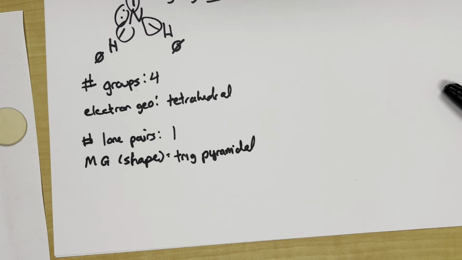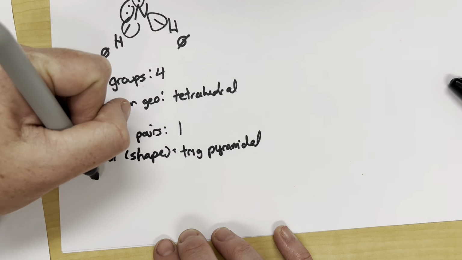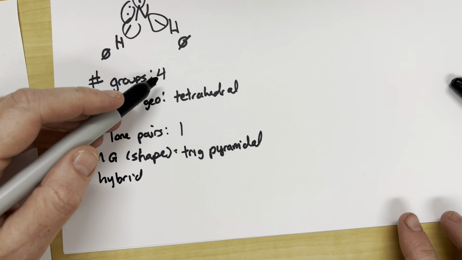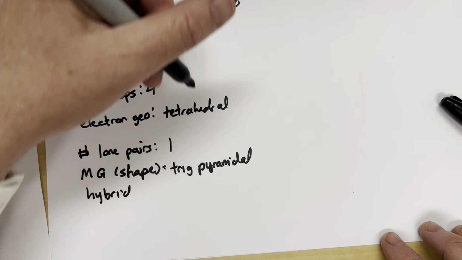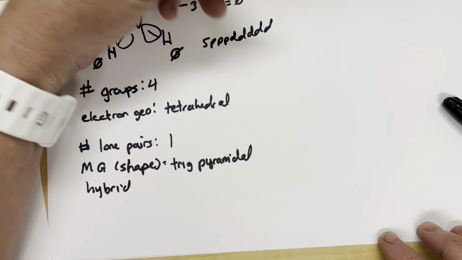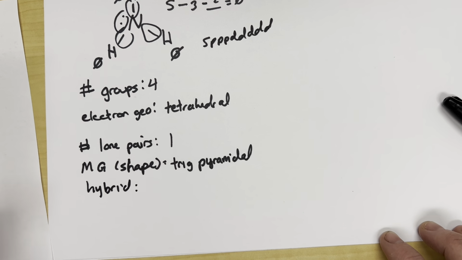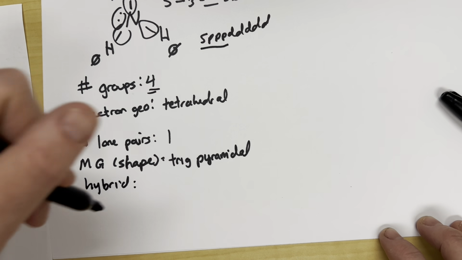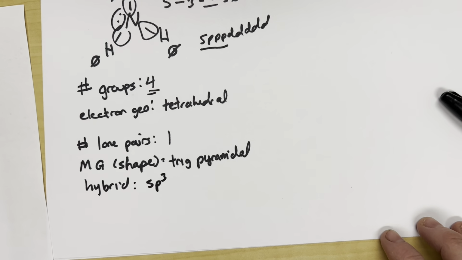All right, onto its hybridization. That goes back to the 4 electron groups. So the SPPPP, I'm only going to do this for the first few of them. Because there's 4 things, we underline 4, and we get an answer of sp3 as its hybridization.